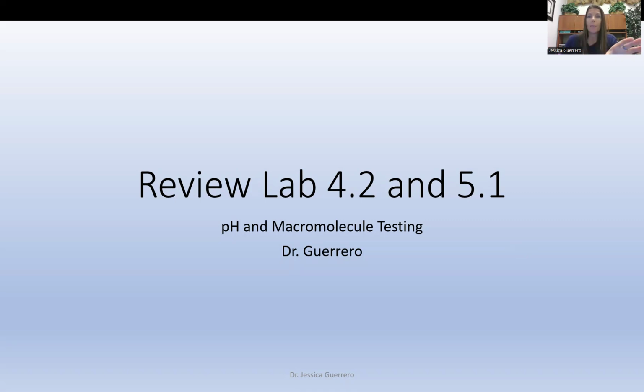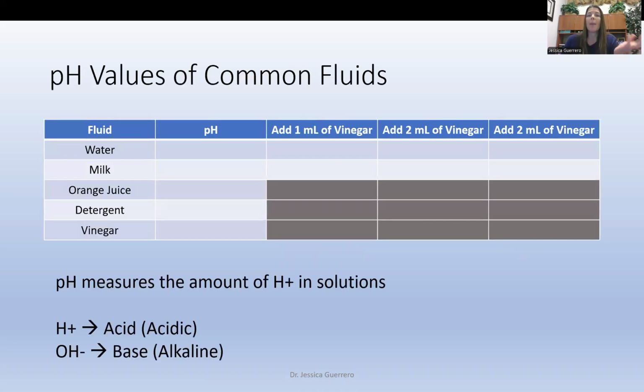So the labs that we did in class, we did 4.2, which was the pH lab. And then we did lab 5, but there were 3 aspects to lab 5, A, B, and C, where we tested for various macromolecules or biomolecules in some common foods. So I'm going to start with 4.2, which was the pH lab.